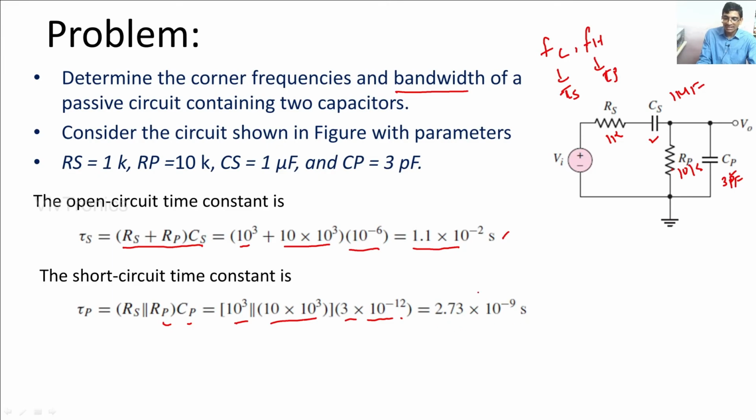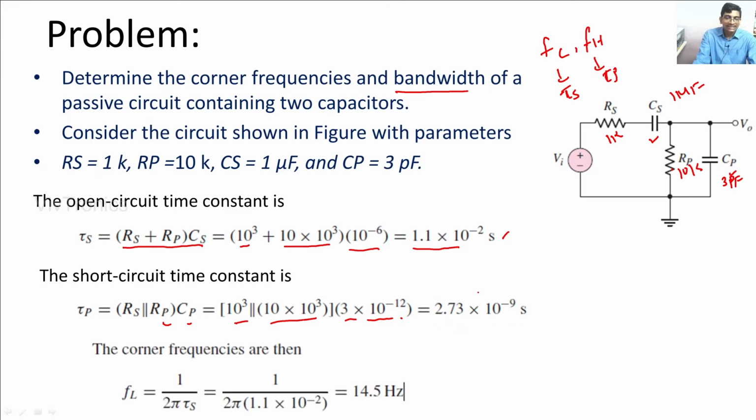which is 2.73 nanoseconds. The corner frequencies are then: FL is equal to 1 by 2 pi tau s, which is the lower cutoff frequency or lower corner frequency. That is equal to 1 by 2 pi times 1.1 into 10 power minus 2, and substituting here, that becomes 14.5 hertz. That is the lower corner frequency of the frequency response curve.